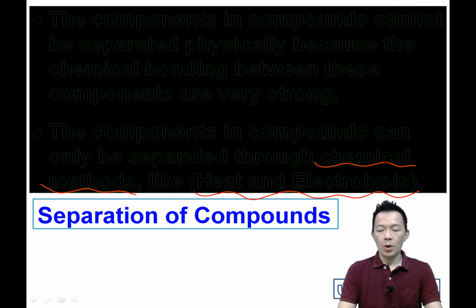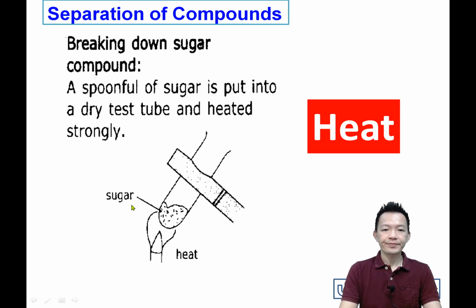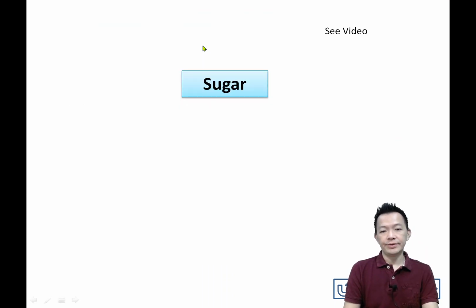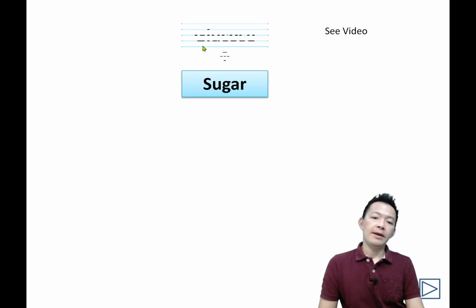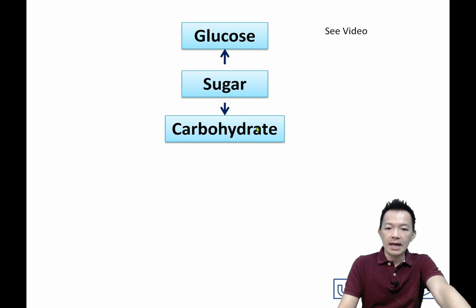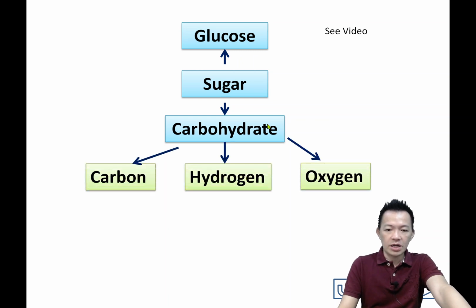I want to prove to you that compounds can be separated using chemical method, so you are fully convinced. Okay, today I'm going to separate the sugar. When I separate the sugar, sugar is made up of what? What is meant by sugar? You don't know. I explain to you first. Sugar is a normal name. Sometimes simple sugar we call glucose. All of them they are carbohydrate. Sugar is a kind of carbohydrate.